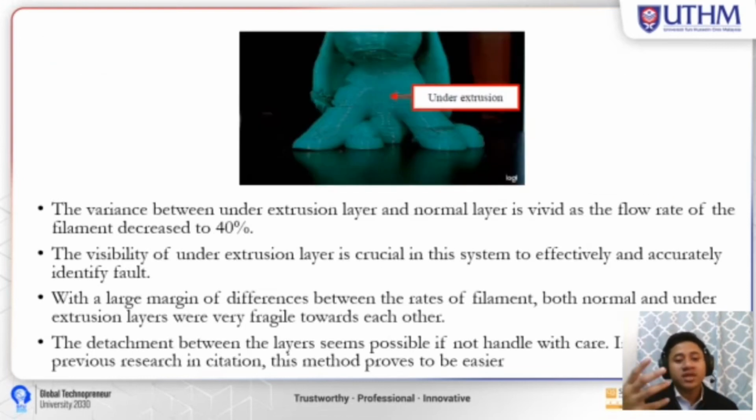The variance between the under-extrusion layer and the normal layer is vivid in this image as the flow rate of the filament decreased to 40%. This is crucial in the system to effectively and accurately identify the fault. So with a large margin of difference between the rates of filament, both normal and under-extrusion layers were very fragile towards each other. So detachment between the layers seems possible if not handled with care. In comparison to previous research in the citation, this method proved to be easier.